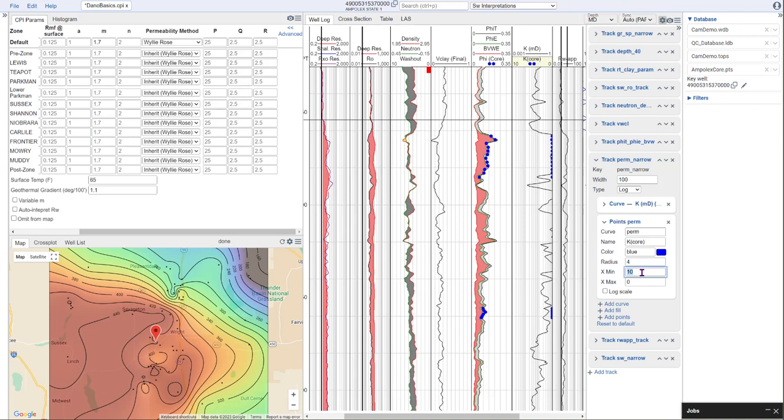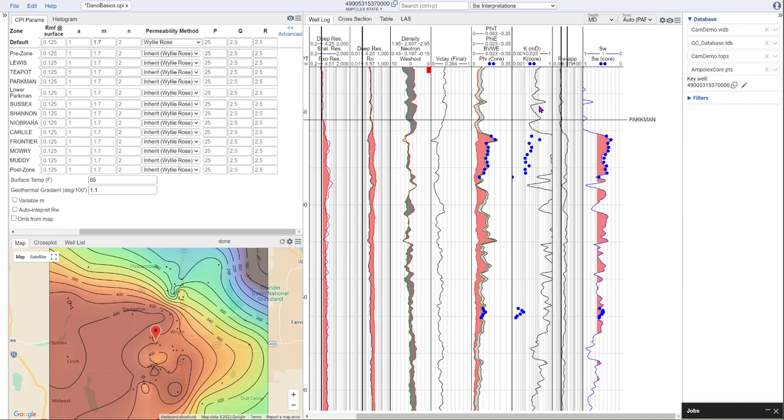And then we need to set our scales, and it looks like we're going from 0.001 millidarcies to 1 millidarcy here. And now we have our permeability on here, and we need to put that in log scale. We always measure permeabilities on a logarithmic scale, and that's how we display them.